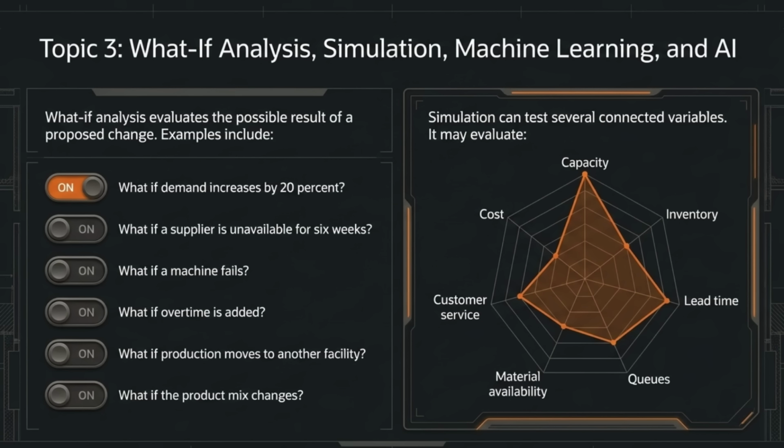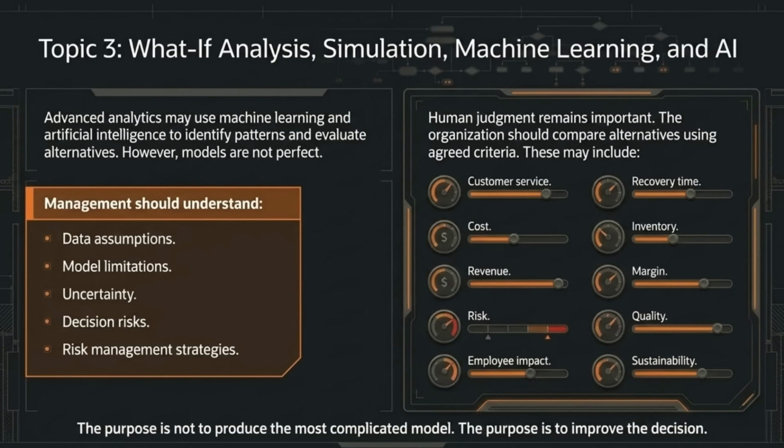Simulation may test several connected variables. It may evaluate capacity, inventory, lead time, queues, material availability, customer service, cost. Advanced analytics may use machine learning and AI to identify patterns and evaluate alternatives. However, models are not perfect. Management should understand data assumptions, model limitations, uncertainty, decision risks, and human judgment. Human judgment remains important.